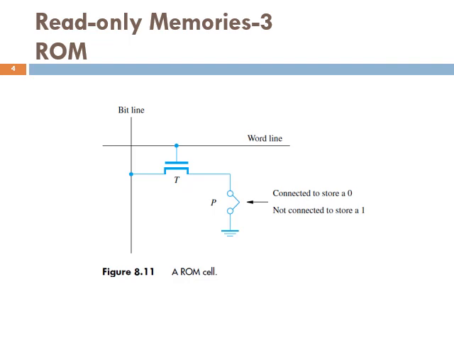To read the status of the cell, the word line is activated to close the transistor switch. As a result, the voltage on the bit line drops to near zero if there is a connection between the transistor and ground. If there is no connection to ground, the bit line remains at the high voltage level, indicating a 1. A sense circuit at the end of the bit line generates the proper output value. The state of the connection to ground in each cell is determined when the chip is manufactured, using a mask with a pattern that represents the information to be stored.